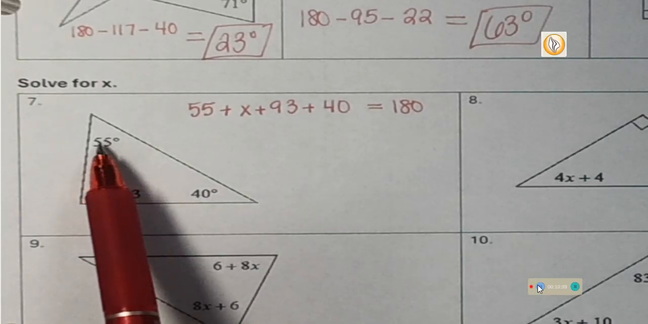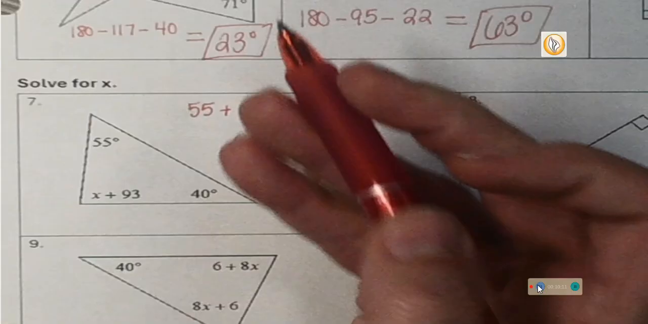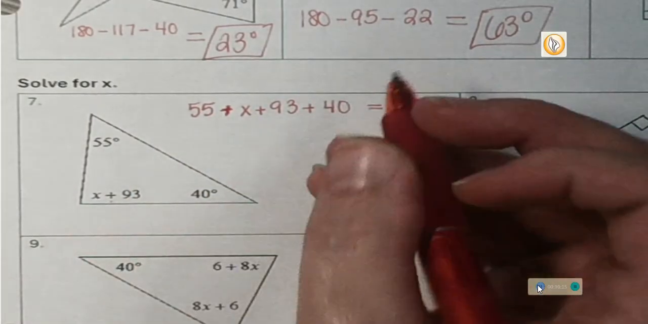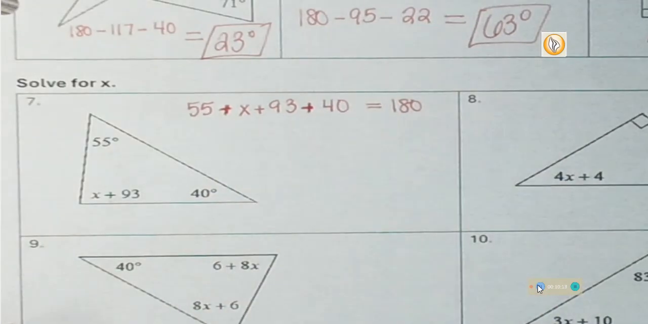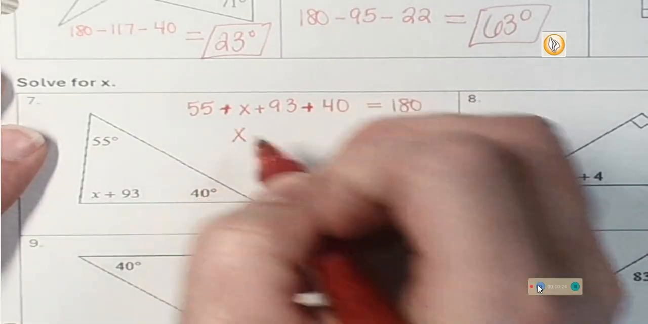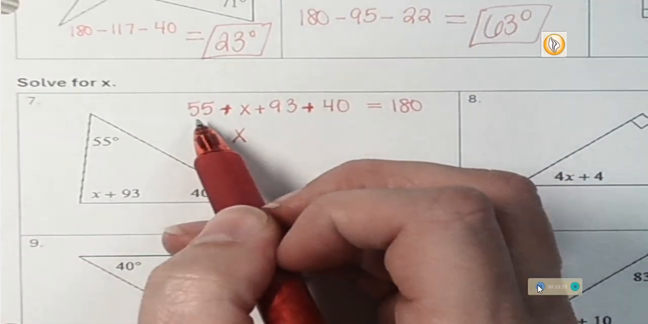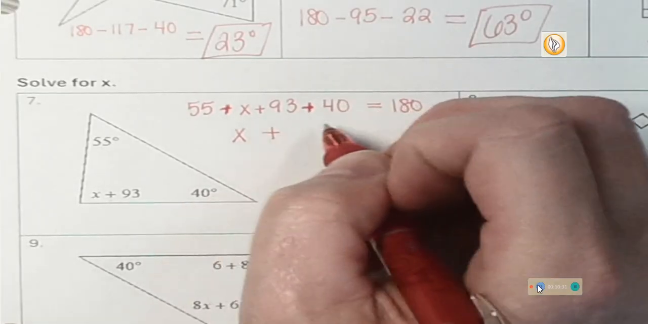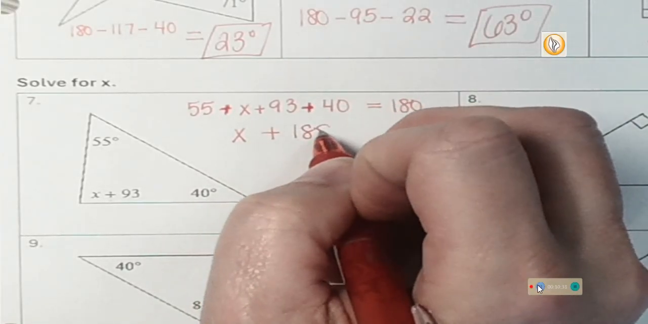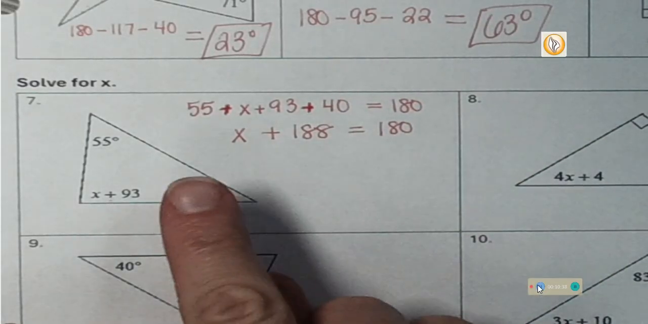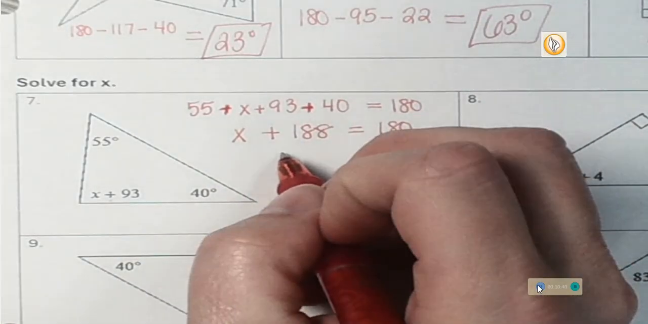So I took one angle, which is 55. I add that to the second angle, x plus 93. I add that to the third angle, 40. Now you're ready to solve. You're going to combine like terms. So the only thing over here is an x. I mean, I made this too easy on y'all. 55 plus 93 plus 40. What y'all got? My girl says 188 equals 180. How do I get x by itself if I've got plus 188?